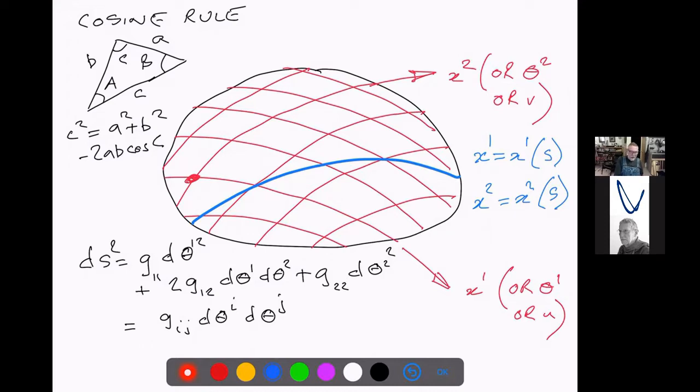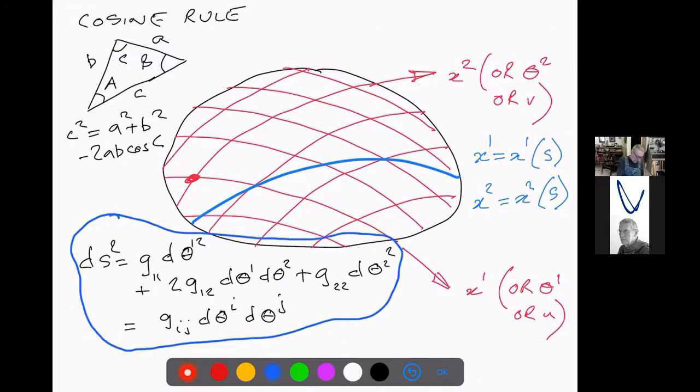And this equation here is what you use if you wanted to calculate the distance ds between 2 points. So between these 2 points, the coordinates, which are sometimes called x with superscripts or theta with superscripts, as they change, you move, and this equation gives you the distance between those points.